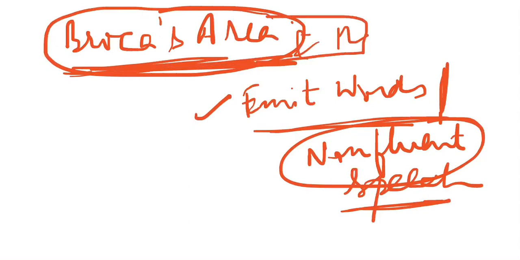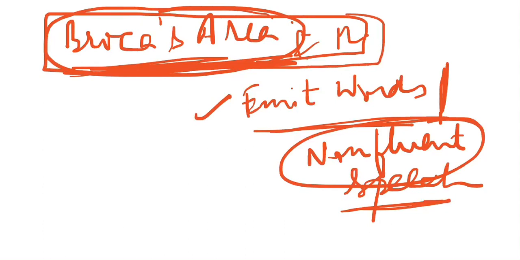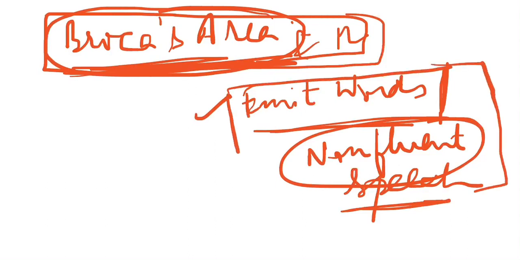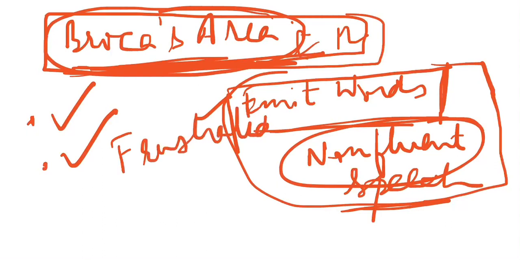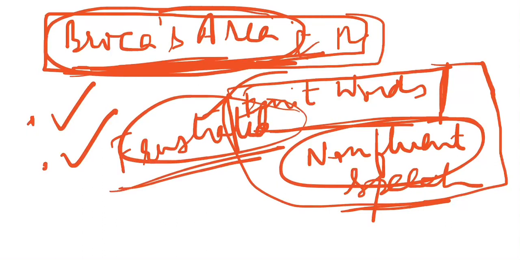So if there happens to be any lesion in the Broca's area, that person won't be able to speak out the words, though he has prepared his thought. He knows what to speak. He has chosen his words, but still is not able to convey them. So it will make the person very frustrated. He is aware of his problem. So that's regarding the Broca's area.